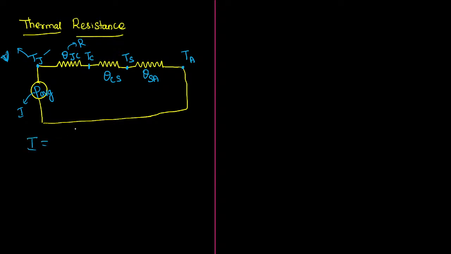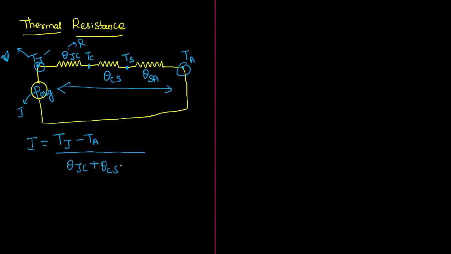Current I is equal to, what is the maximum voltage drop? Total voltage drop, meaning the voltage drop across the whole resistor. It means you have to find the potential difference across the whole terminal. So the total voltage drop is junction to ambient, that is the total potential difference, divided by the total resistance. Total resistance means junction to case resistance plus case to sink resistance plus sink to ambient resistance. If you add all this, you will come up with the total value.